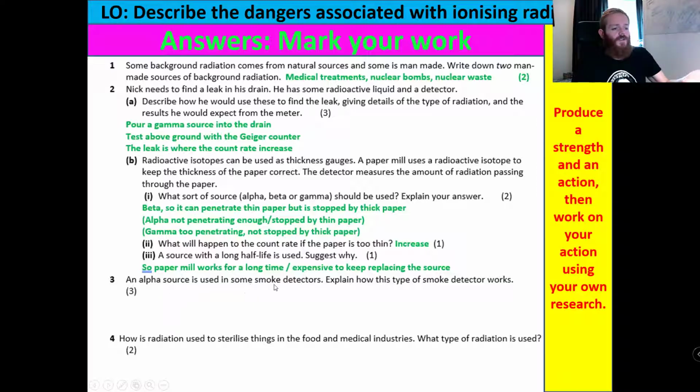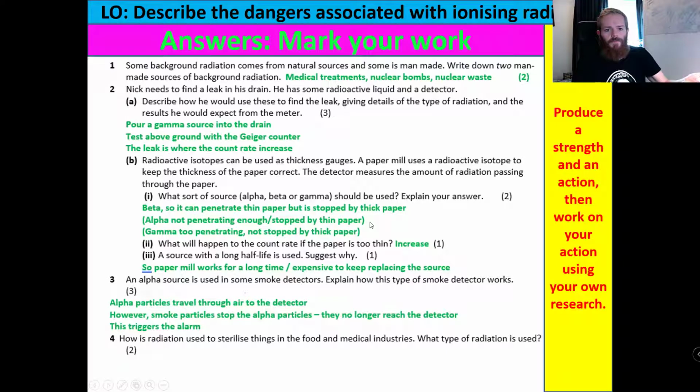An alpha source is used in some smoke detectors. Explain how this type of smoke detector works. Very similar to the paper mill. Okay, so alpha particles travel through the air. I've got an alpha source there, and it travels through the air and it's detected over here. Okay, but then smoke particles get in the middle and stop those alpha particles being detected over here, so the detector no longer receives them.